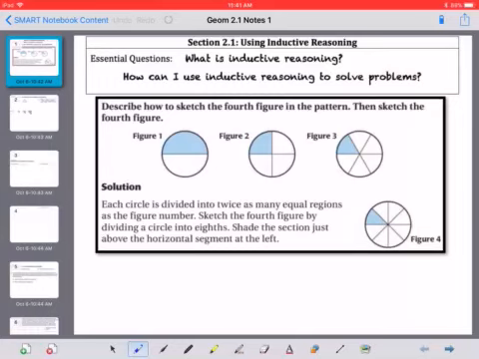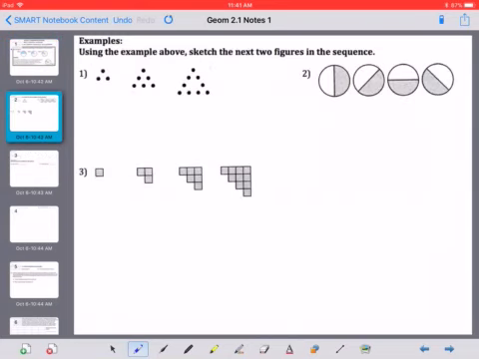So we're going to jump right into chapter 2, starting with section 2.1, using inductive reasoning. Before we get into the formal definition of inductive reasoning, we're just going to look at some patterns. I encourage you to use this example here to try these first 3 examples. Pause the video and give them a shot.